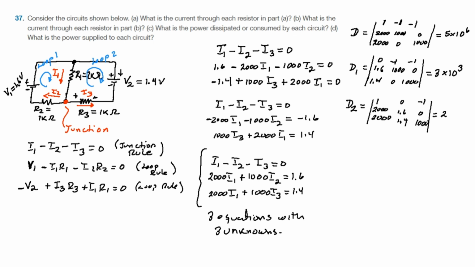And then finally, we calculate D3. In the determinant D3, you keep the first two columns of D, and you change the third column by the constants. So we say 1, 2,000, and 2,000. -1, 1,000, and 0. And then 0, 1.6, and 1.4. And when you calculate the determinant, you get 1 times 10 to the third.